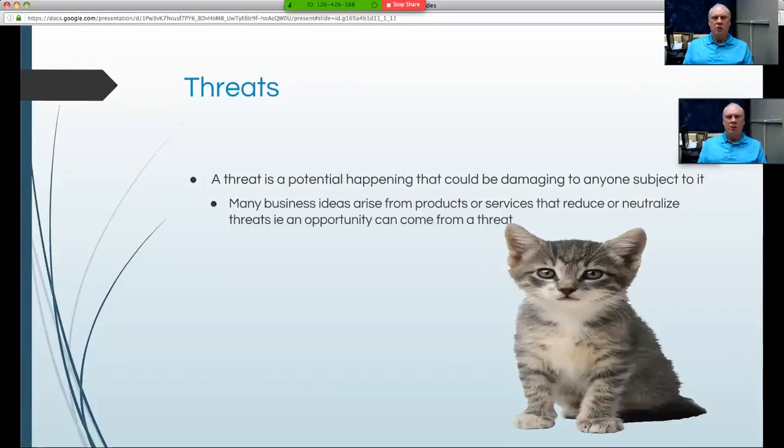So a threat is a potential happening that could be damaging to anyone subject to it. And as I said in the previous slide, many business ideas arise from products or services that reduce or neutralize a threat. In other words, an opportunity can come from a threat. So for example, having your financial details poached, then from that threat comes the opportunity of a business that can protect people from such a threat.